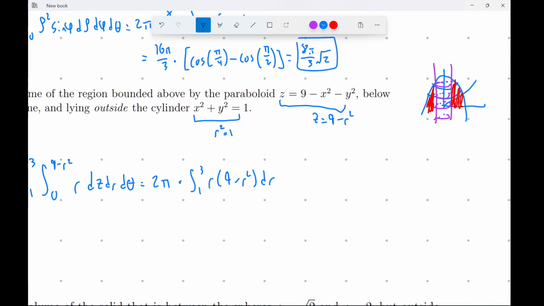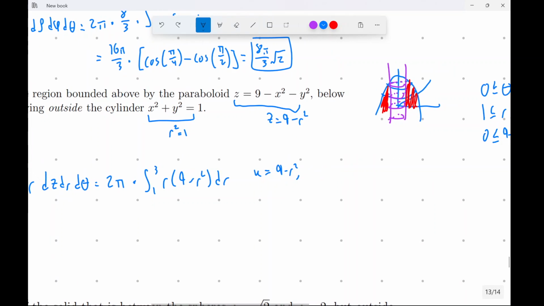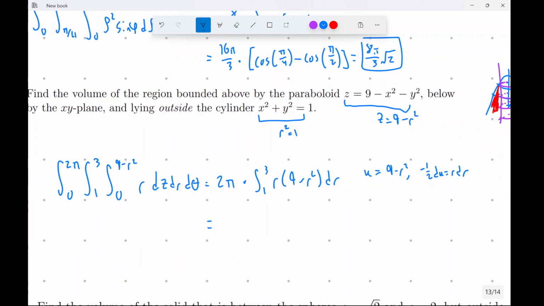And now I just need to do this integral. I'm going to do it with a u sub because it turns out to be a bit easier and I'm lazy. So I'll say u equals 9 minus r squared. You could just FOIL out the polynomial, but I don't want to do that. So negative 1/2 du is equal to r dr. And so this will be, I'm going to use the 1/2 to cancel out the pi. And I'll use the negative sign to flip the bounds on my integral. So let's see, when r is 1, u is 8. And when r is 3, u is 0.